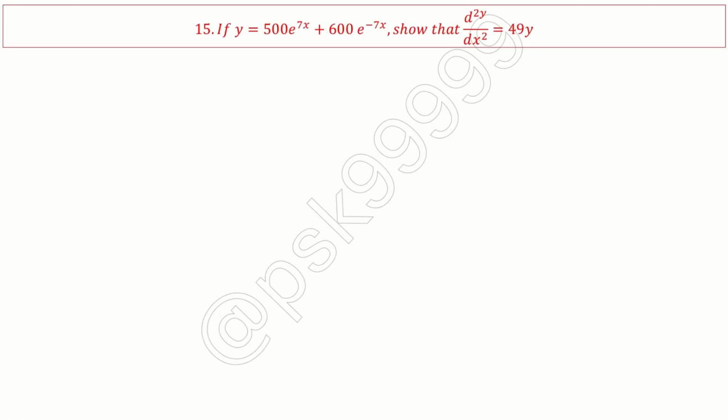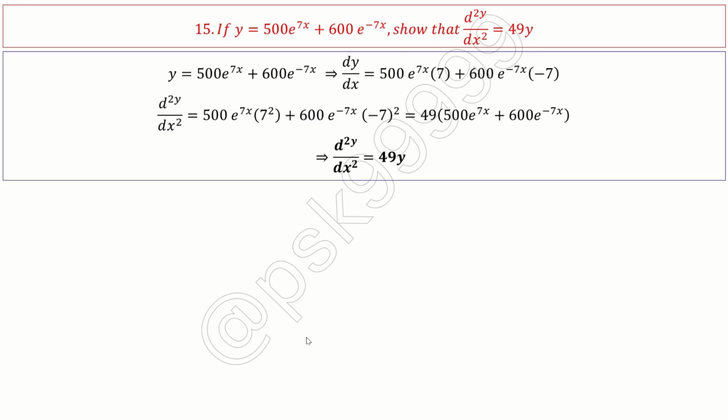Y equal to 500 e to the power of 7x plus 600 e to the power of minus 7x. Then show this one. This is the second order derivation, very simple actually, because e to the power of x always you will get same value, right? Only thing is it is e to the power of 7x, so 7 multiplication will come always extra, correct? So first differentiation I get 7 multiplication, minus 7 multiplication. Okay, second order derivation I get 7 square multiplication and minus 7 square, which is same, right? Minus 7 square is same as 7 square. So 49 I can take common and I am left with the same expression, which is y. Okay, so d square y by dx square is 49y.